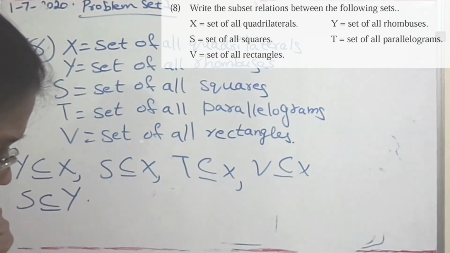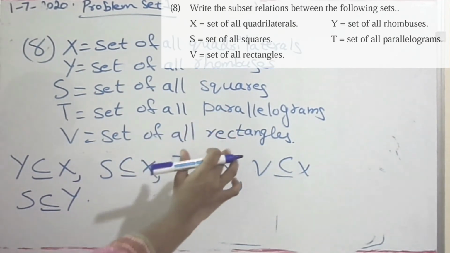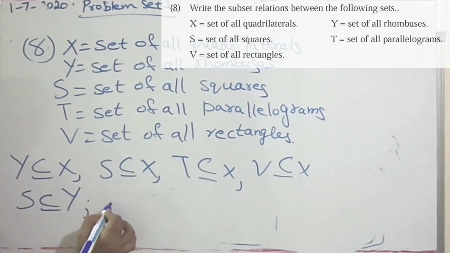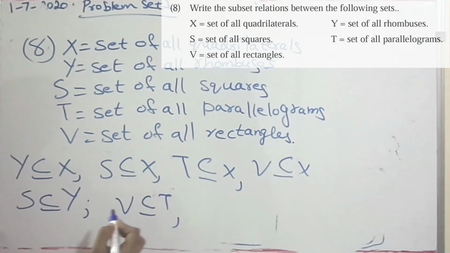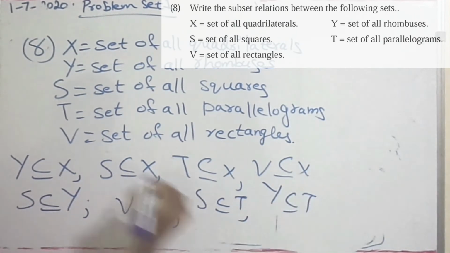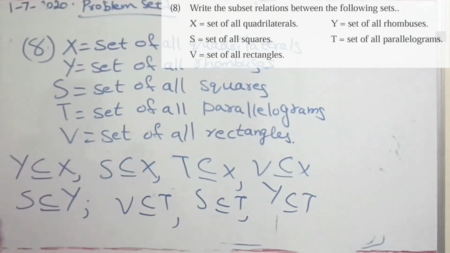Same way, all rectangles are parallelograms. Parallelogram is not a rectangle, but a rectangle is a parallelogram, square is a parallelogram. So we get V subset of T and S subset of T, Y subset of T, because all are rhombus, square, rectangles, all are parallelograms. Any quadrilateral with opposite side parallel is a parallelogram. Now which other is remaining? Y is a subset of T, V is a subset of T, S is a subset of T. Over. Then one more is remaining.